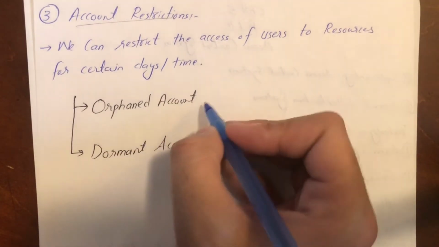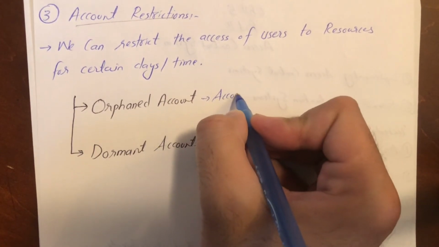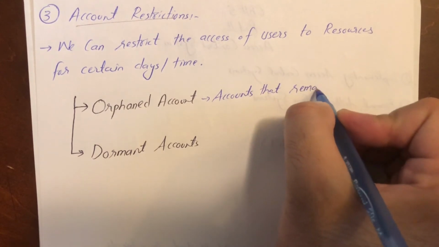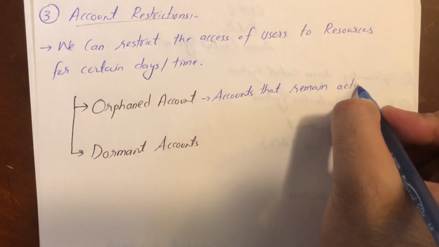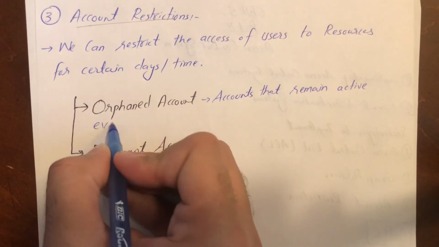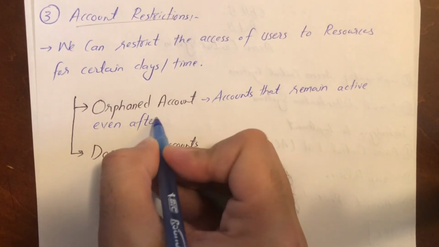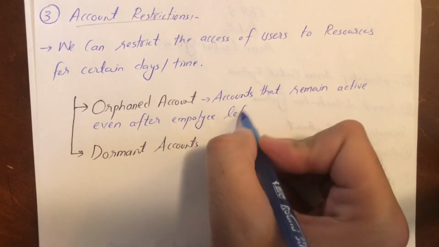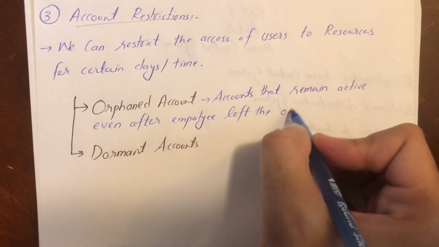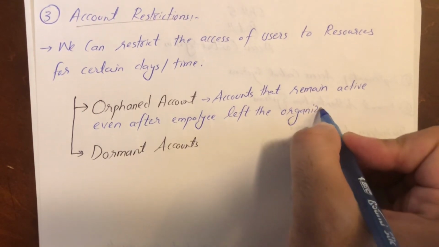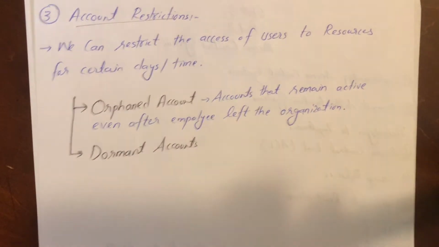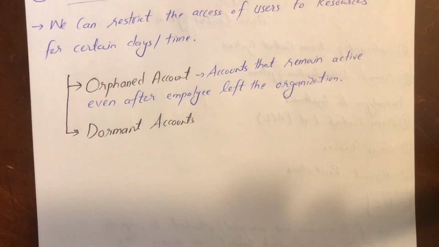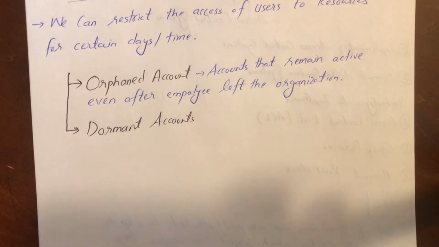Orphan accounts are accounts that remain active even after the employee has left the organization. The employee has left the organization and the accounts are still there. These types of accounts are called orphan accounts, and they have to be terminated immediately. We need to identify and terminate them.